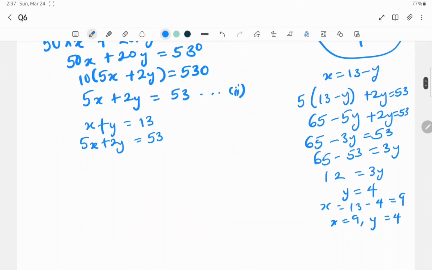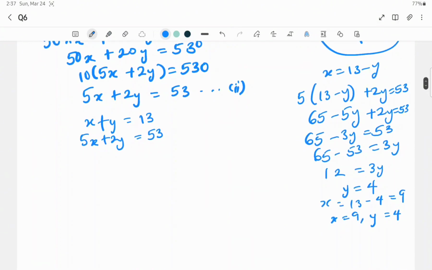I choose to solve it on my right side because I want to use the elimination method. So for this question, in fact, elimination is quite easier and faster. So from equation 1, if I multiply equation 1 by 2, it is going to make the coefficient of y equal. So since this is equation 1, and this is equation 2.